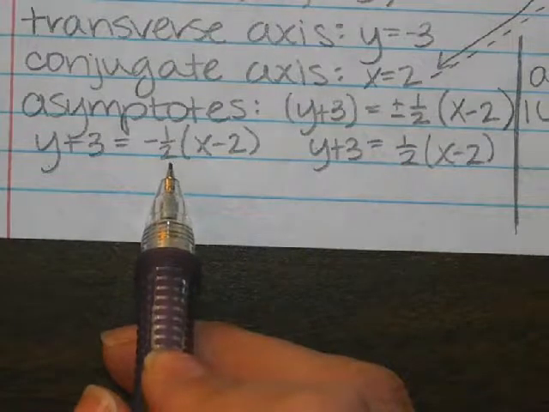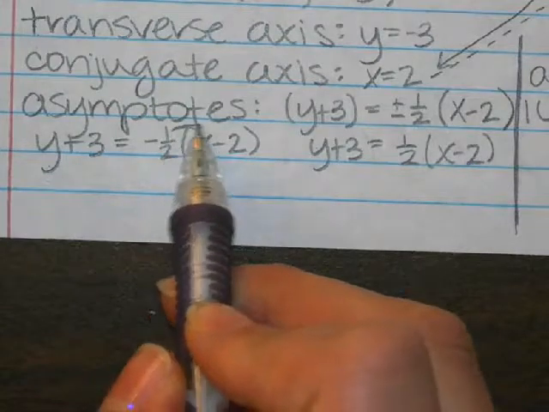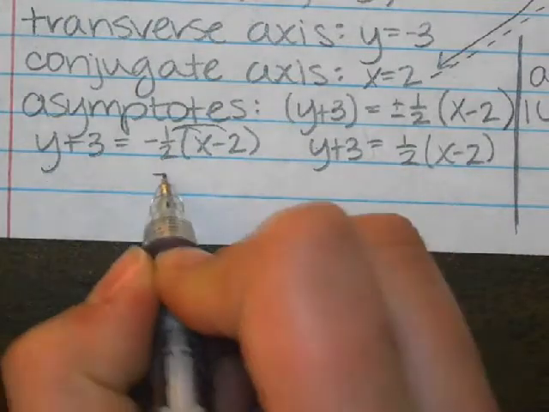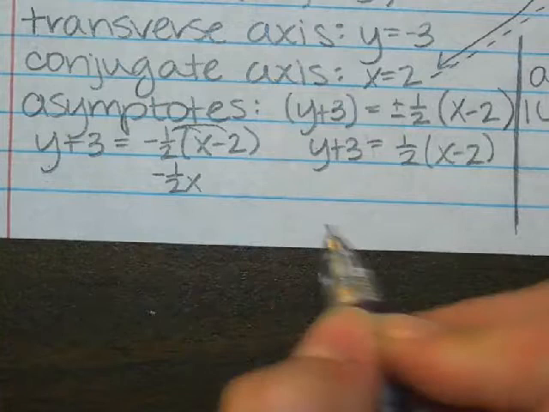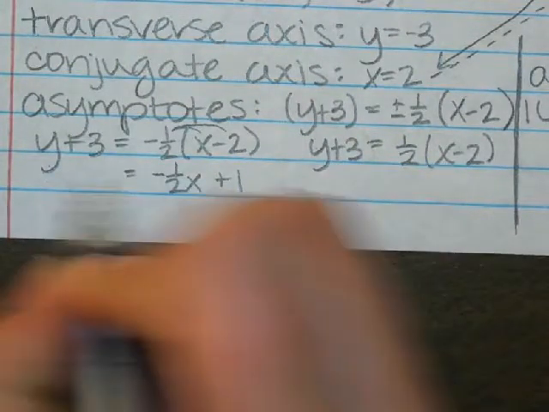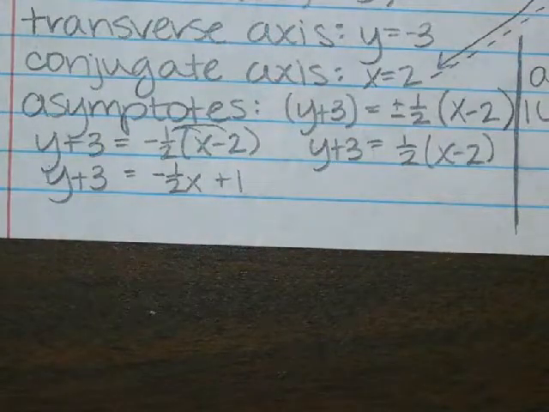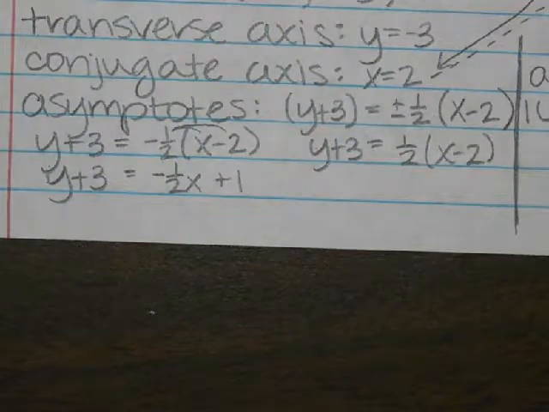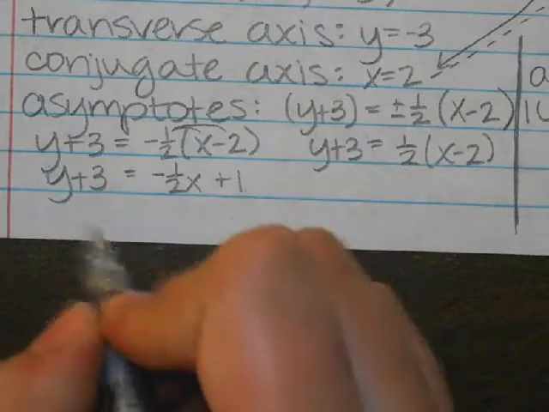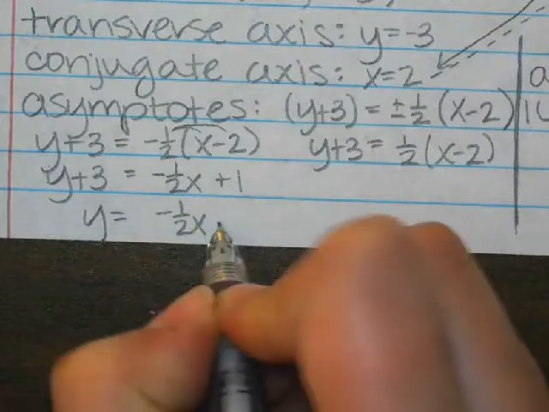So what happens on the first one when we distribute the negative 1/2? Negative 1/2 x plus 1, and then what do we do? Subtract the 3. So y equals negative 1/2 x minus 2.